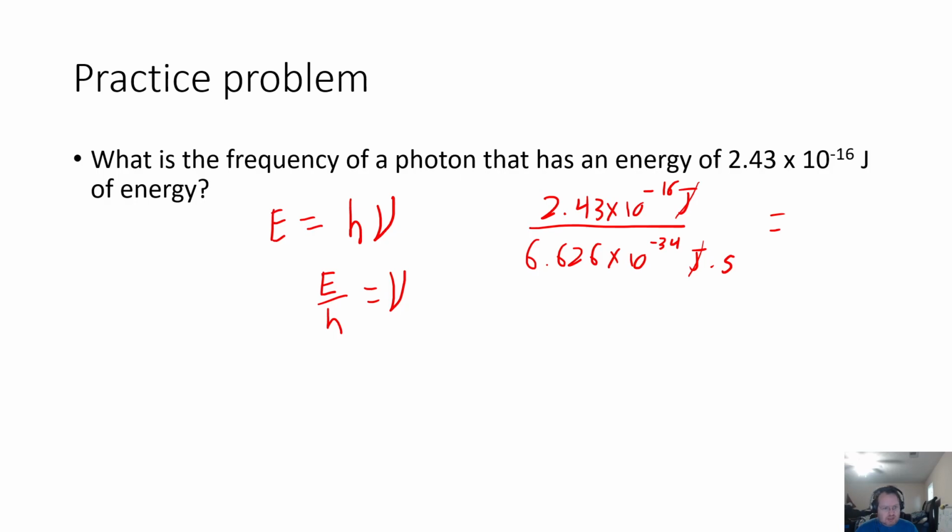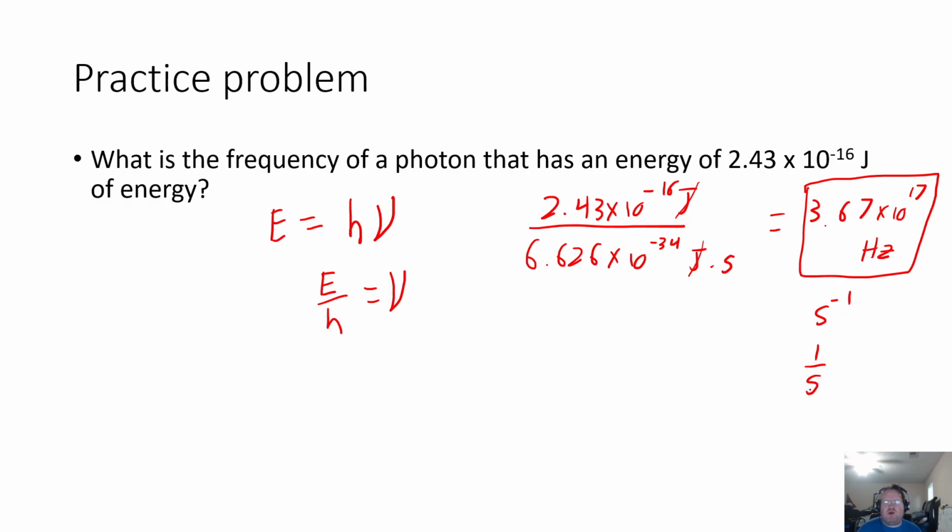Negative 16, 6.626. And when I do that, I'm going to get 3.67 times 10 to the 17th, and this is 1 over seconds, which you can also write as hertz. And note, you can also write s negative 1, 1 over s. These are all the same unit.